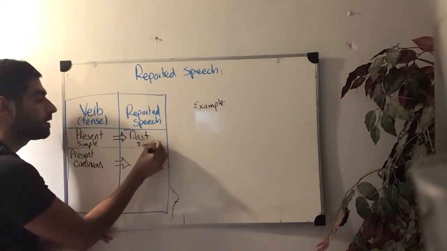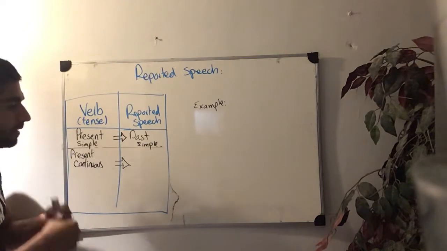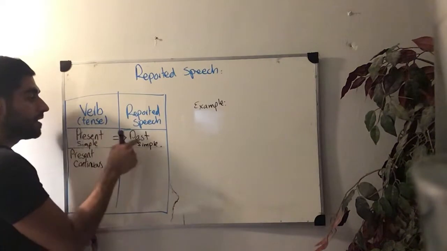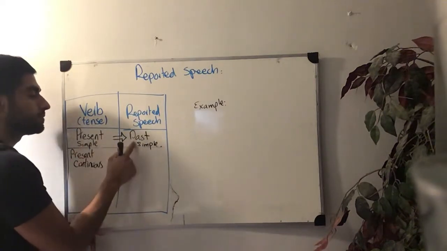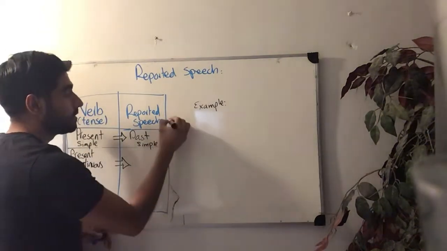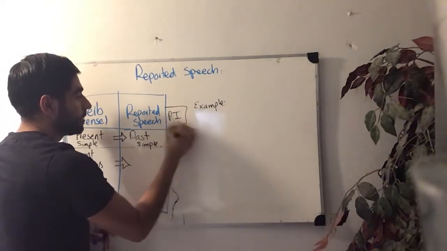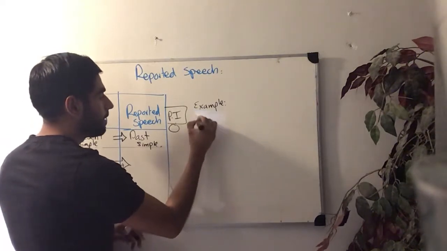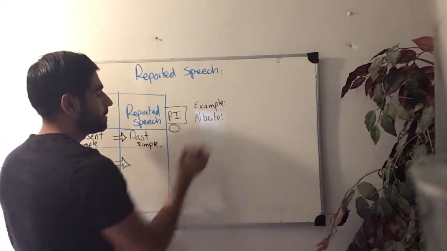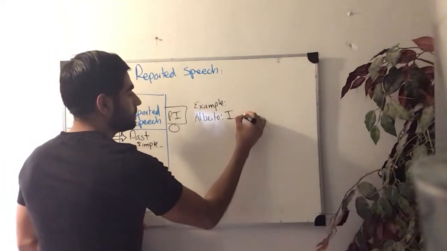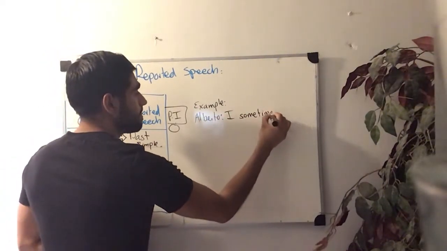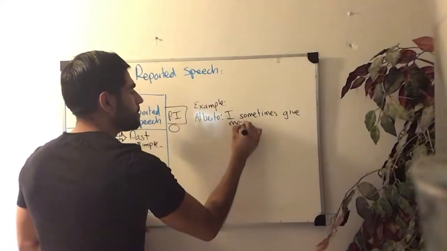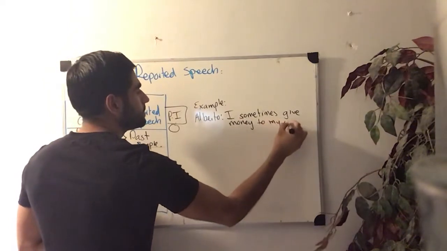Okay, I'm gonna give you a very simple example so you guys can remember the last video. Remember that we changed the main verb into another tense. So when it's in present, we change it to past. And what else do we have to change? The personal information. Okay, so very simple example. Let's suppose that Alberto is telling me this: I sometimes give money to my children.